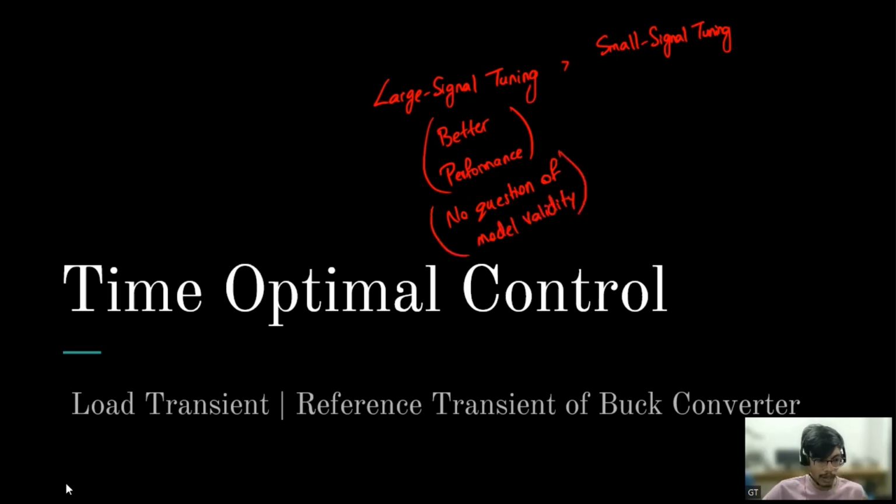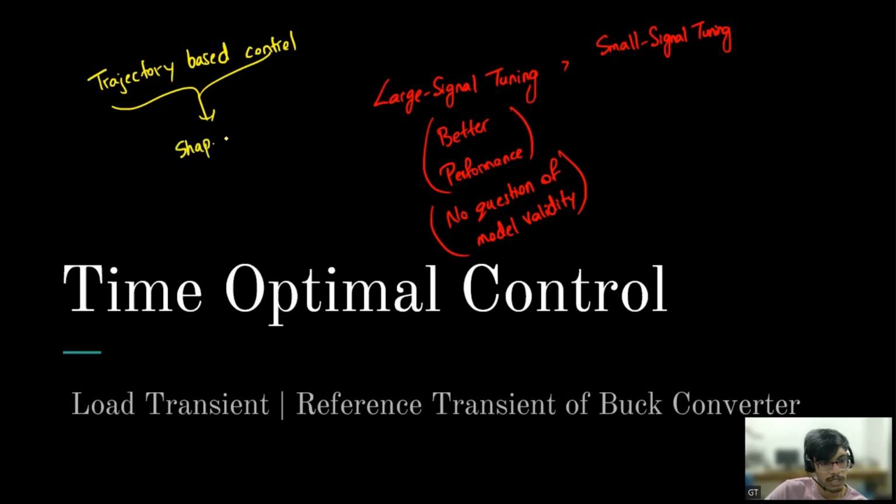I don't know how much time I have. I think we are already running out of time, so maybe I'll skip this part, but I'll give you a summary of what I was planning to teach. There is something called trajectory based control. What we do is shape the trajectory, that is, how you want the current or voltage to follow for a specific transient response. So we will shape the trajectory here. It is somewhat related to time optimal control.